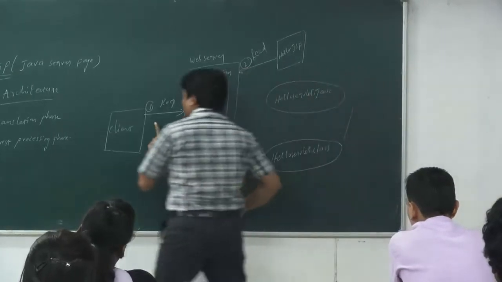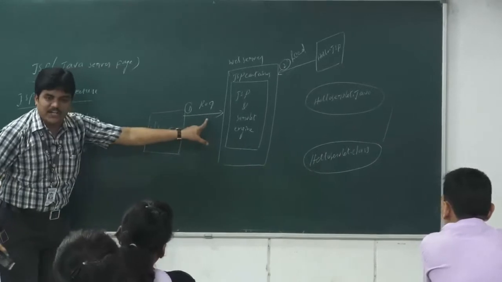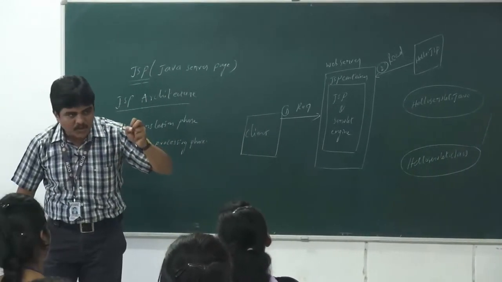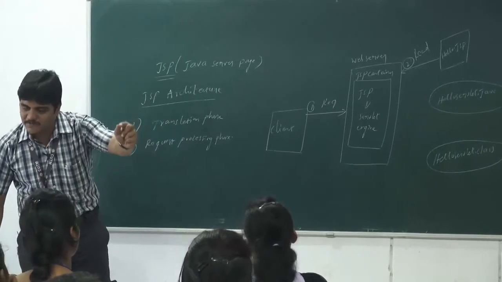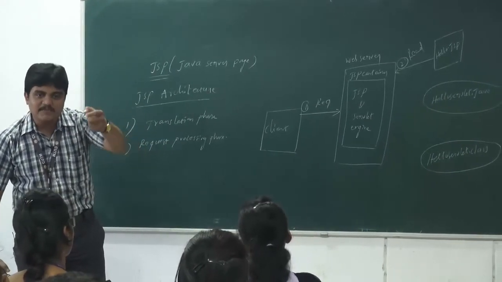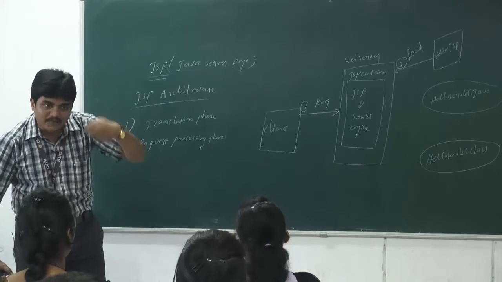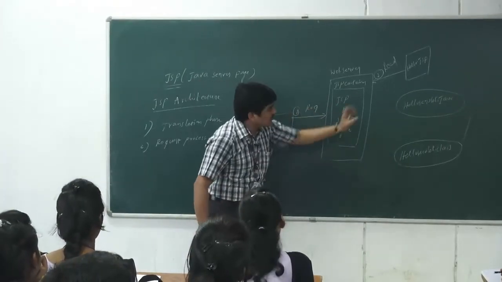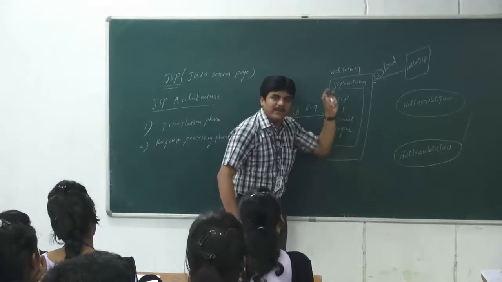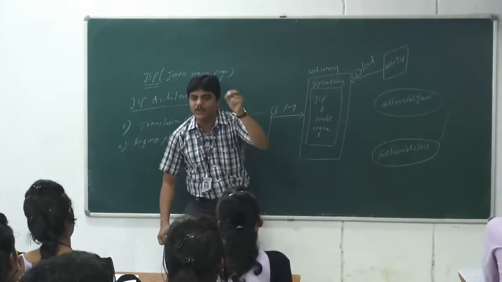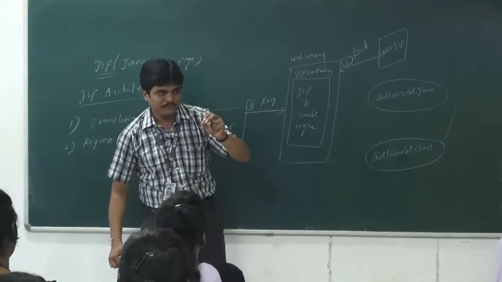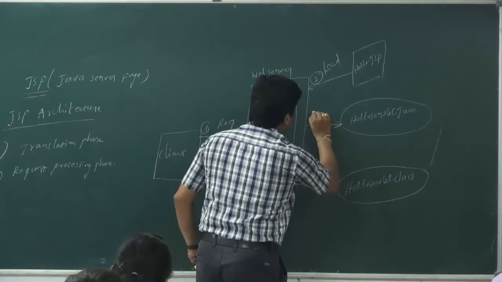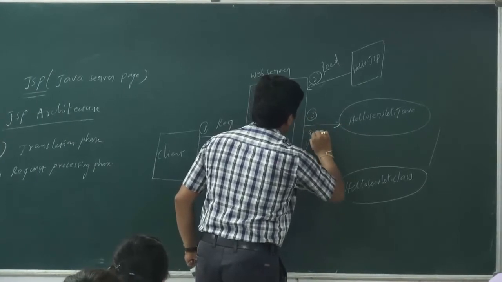Just listen here. First of all, the client sends a request. After that, the web server recognizes the request. Then the same request is forwarded to the JSP page. Then the JSP page reads the request. After that, the JSP container converts this JSP page into servlet code. That is called the third step. That is generate.